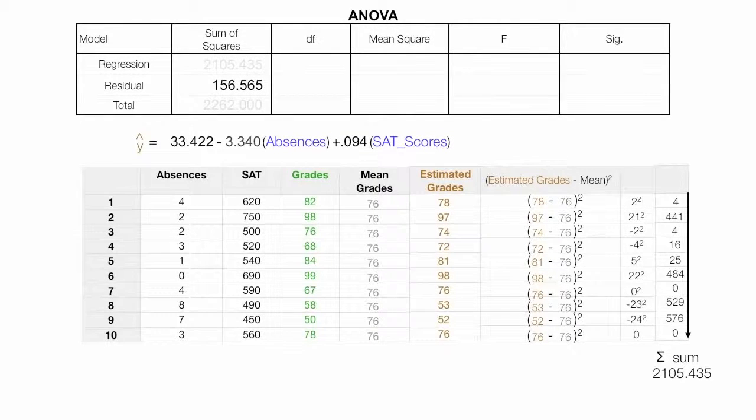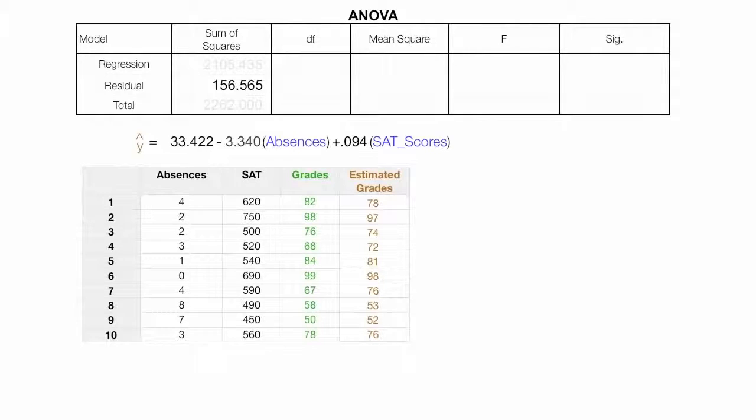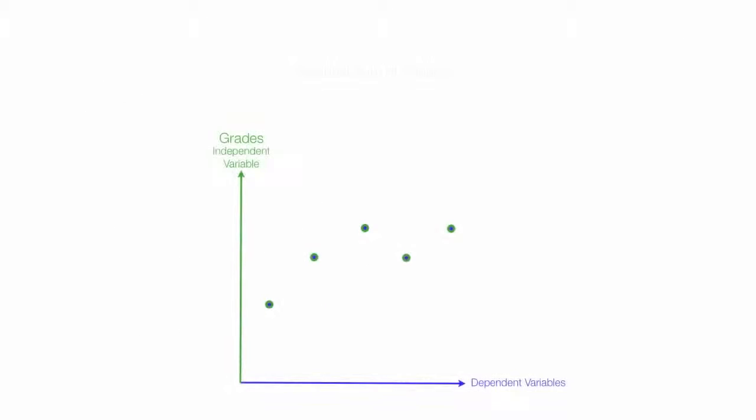Now the last sum of squares is the residual. So now I'm going to take my grades and my estimated grades and compare those. Let me show you graphically first. So residual sum of squares, residual errors. I'm going to take the actual, and let me draw my regression line. And again, the brown dots are my estimated values.